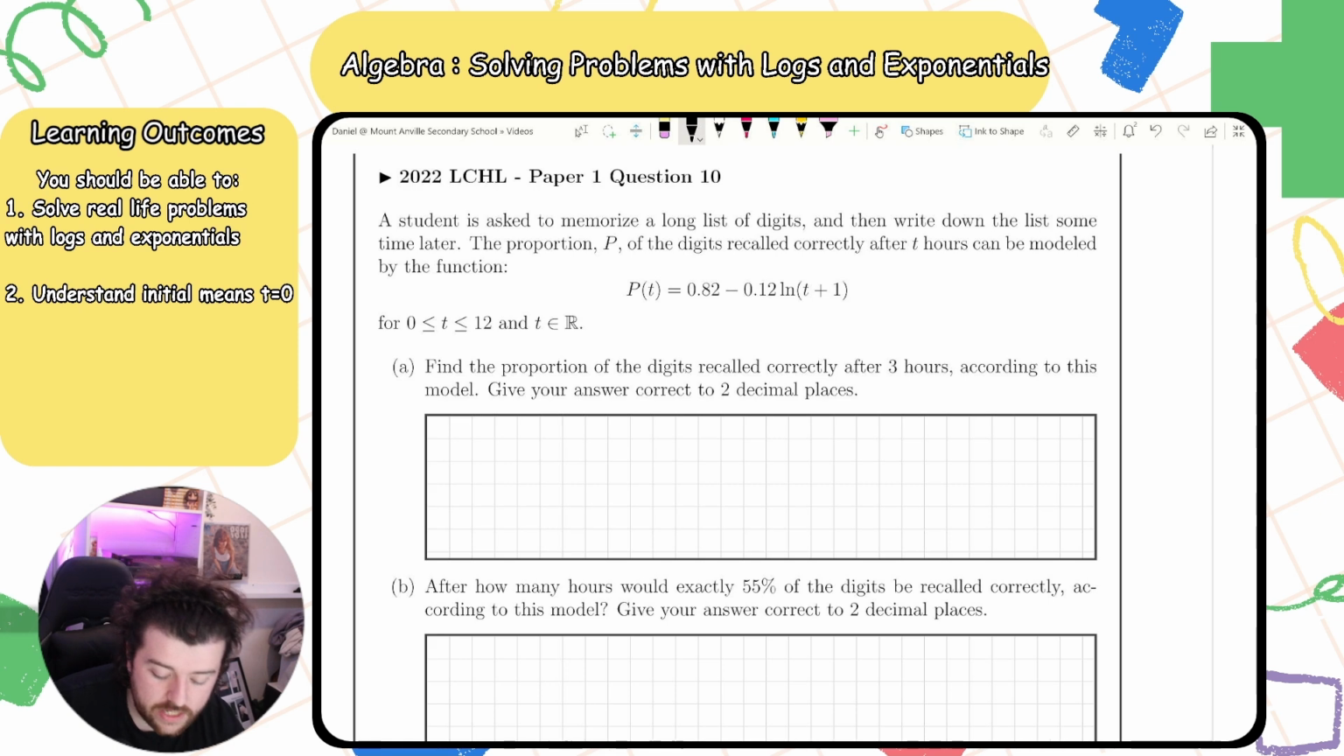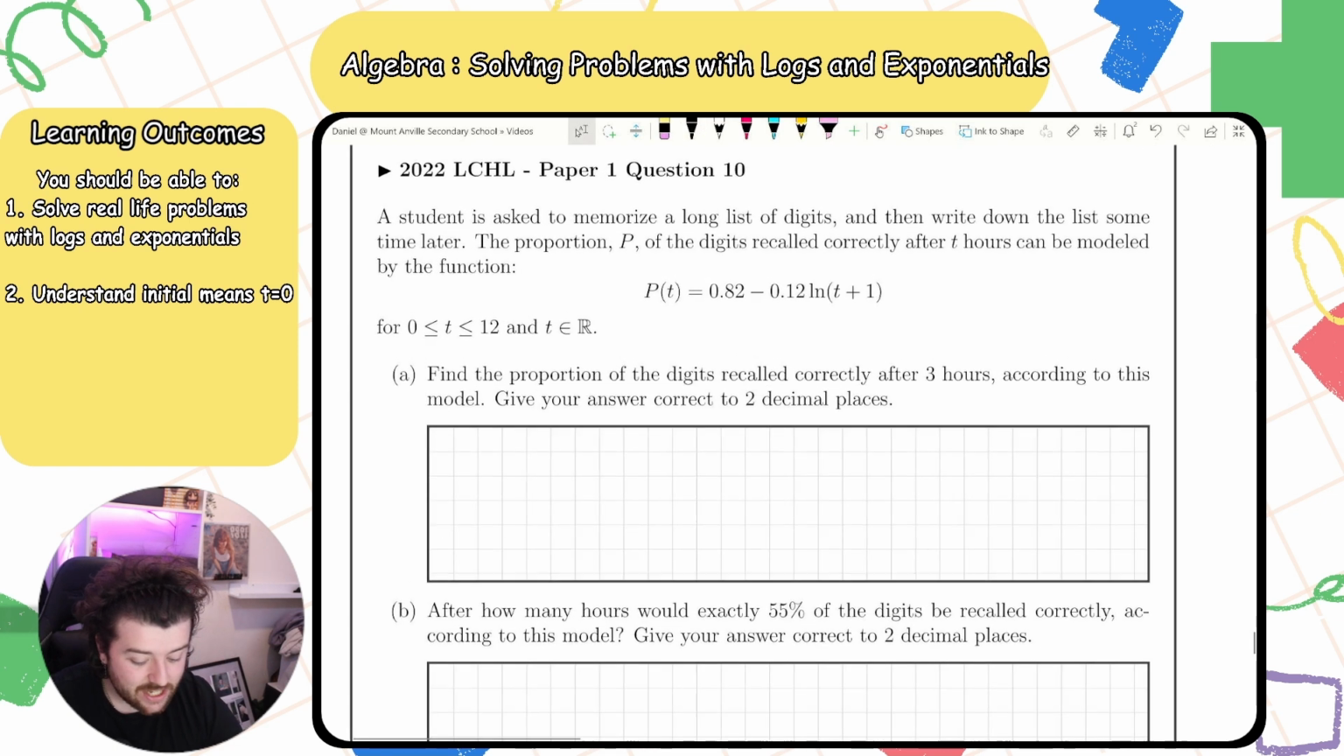So 2022, students are asked to memorize a long list of digits and then write down the list sometime later. The proportion p of the digits recalled correctly after t hours can be modeled by the function p(t) equals 0.82 minus 0.12 ln(t plus 1), for t from 0 to 12. Find the proportion of digits recalled correctly after 3 hours according to this model. Give your answer correct to 2 decimal places.